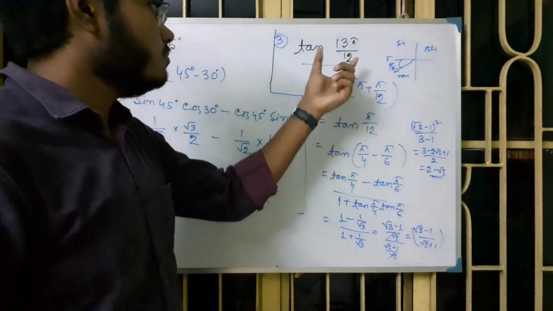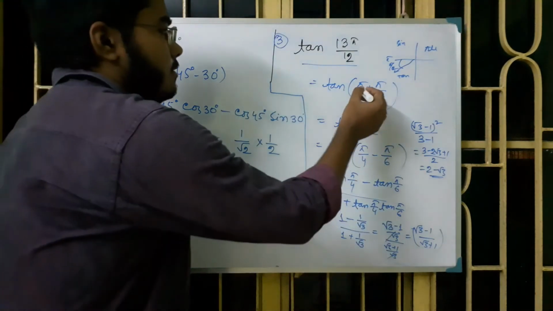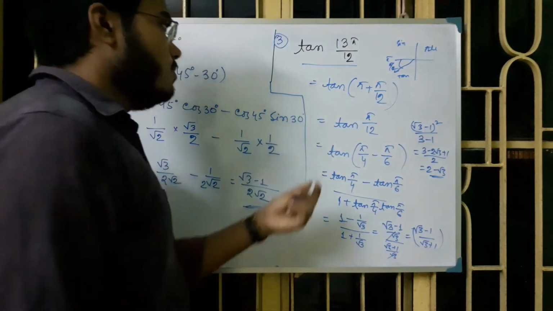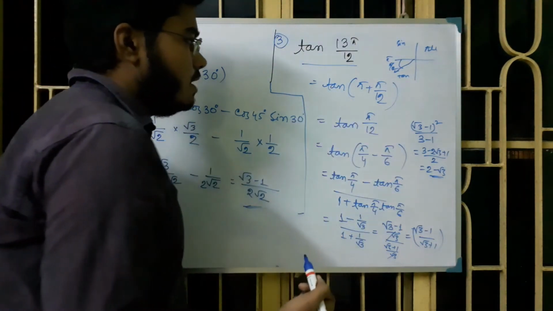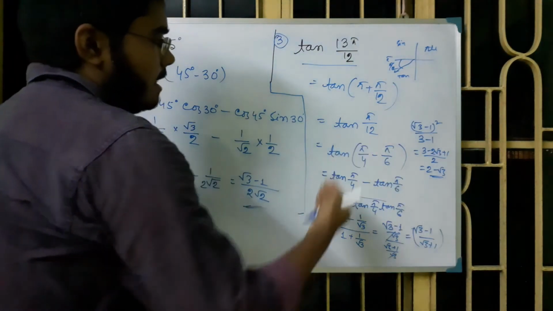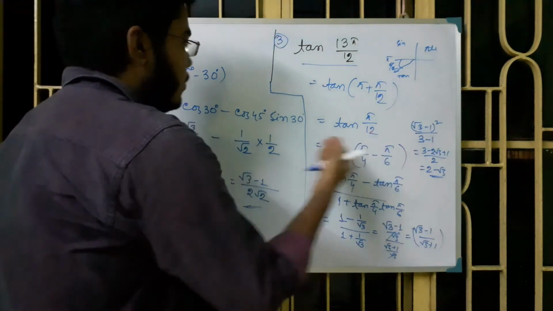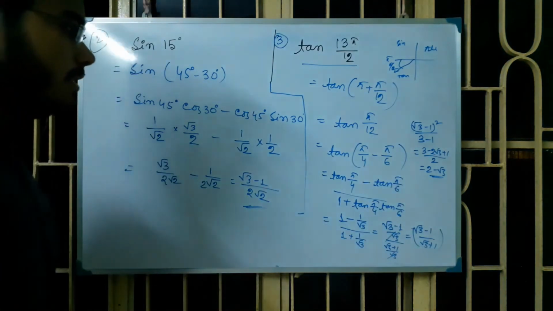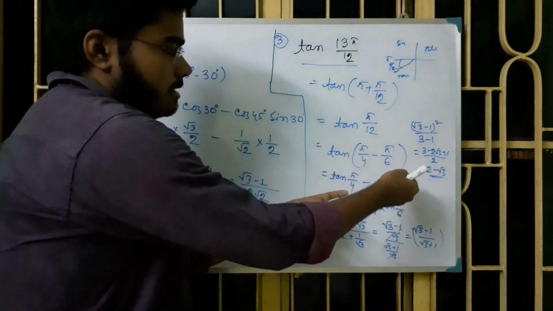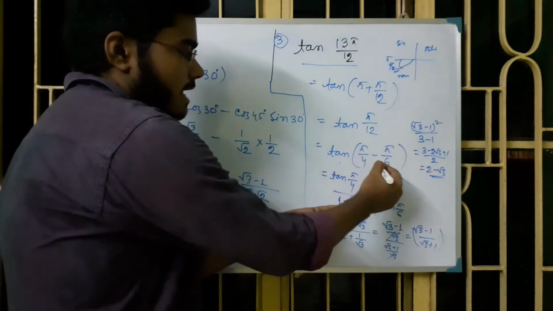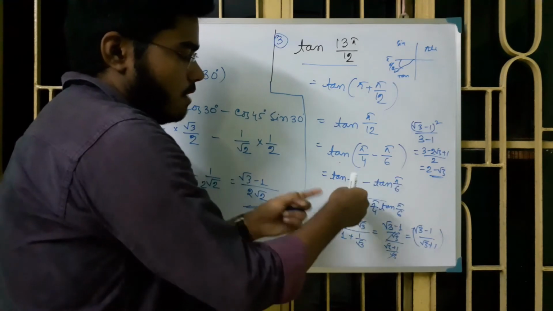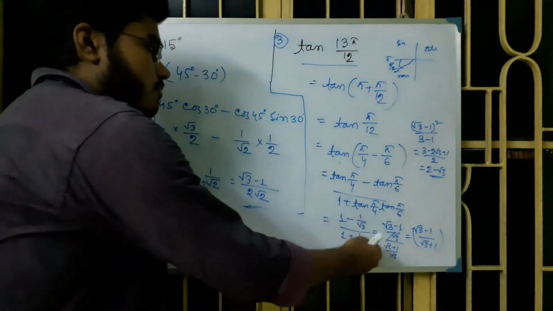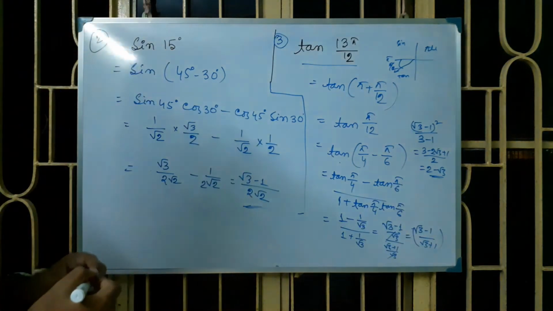Write 13 pi by 12 as pi plus pi by 12, and pi is a multiple of pi. And pi by 12 is pi by 4 minus pi by 6, or you can write 15 equal to 45 minus 30 like this. We already know the values of tan 45 and tan 30. Just use the formula of tan of a minus b, that is tan a minus tan b upon 1 plus tan a tan b, and just put the values. Simple thing.